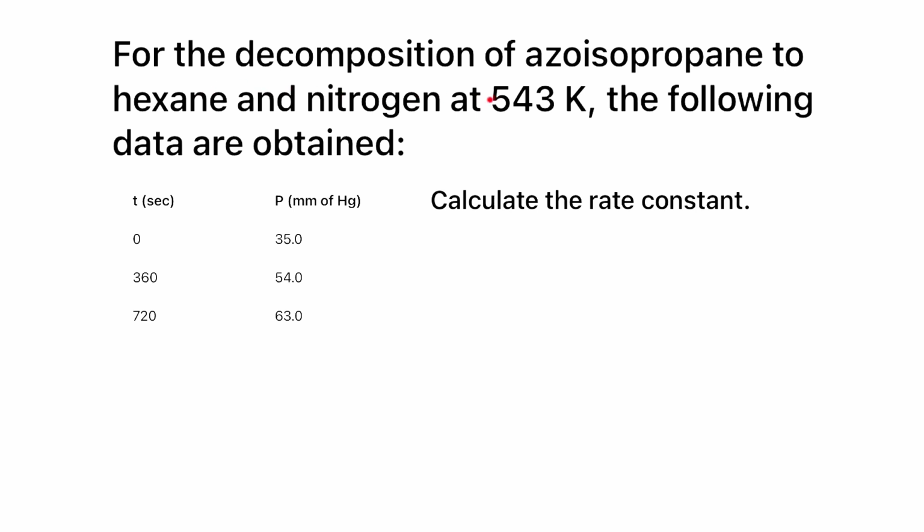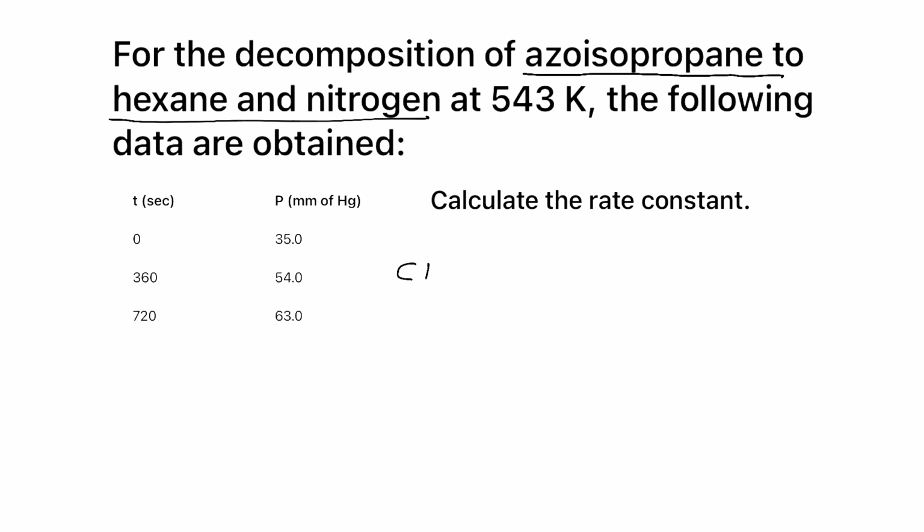For the decomposition of azoisopropane to hexane and nitrogen at 543 Kelvin, the following data are obtained. You can see the data, right? Calculate the rate constant. Here, the only difficult task is writing the decomposition reaction of azoisopropane to hexane and nitrogen. That maybe you have to learn by heart.